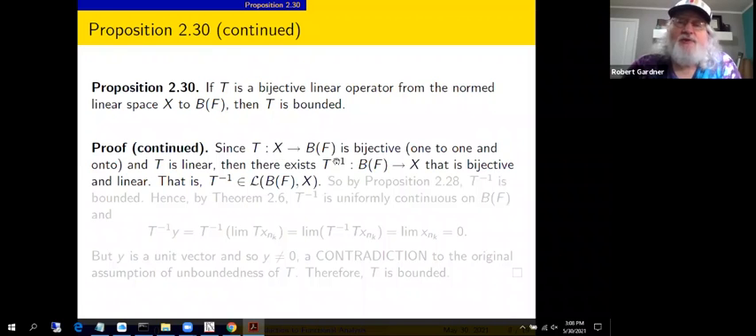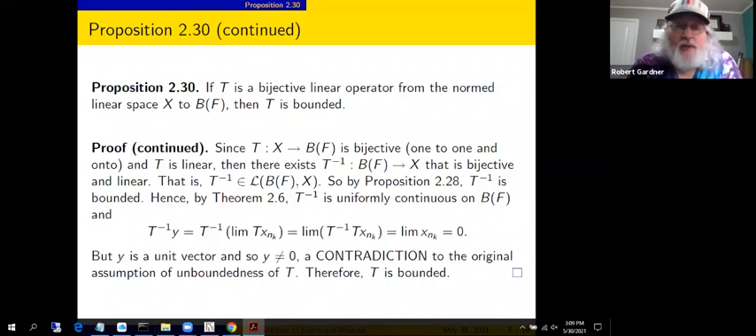T maps x into B of f and is bijective. We haven't used that yet. One to one and onto. T is linear. We were given that. So there exists an inverse mapping from B of f into x. That's also bijective and linear. In other words, T inverse is an element of the set of linear operators from B of f to x. T inverse has as its domain B of f. And we saw in Proposition 2.28 some properties of such linear transformations that had as their domain B of f: they were bounded. So this T inverse is bounded by Proposition 2.28.